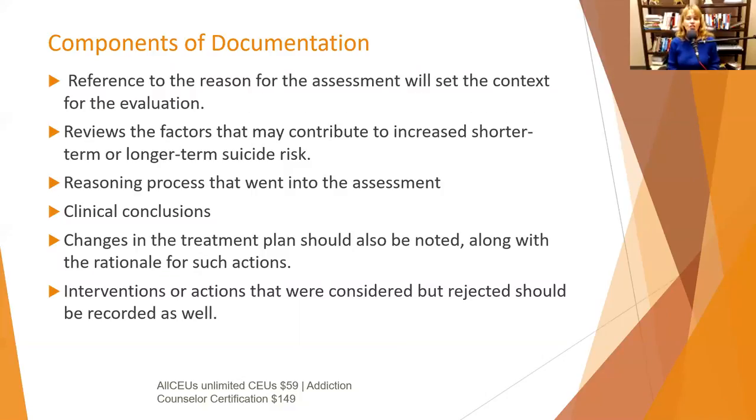Changes in the treatment plan should also be noted along with the rationale for such actions. So if they've been in once-a-week outpatient going along, and then all of a sudden they are involuntarily or voluntarily committed, their treatment plan's probably going to change. So we need to know why, not just have a sudden treatment plan change, but know why it changed. Interventions or actions that were considered but rejected should be recorded as well. So if you considered hospitalization but decided against it, defend why you did that.